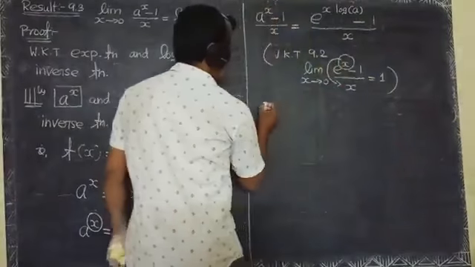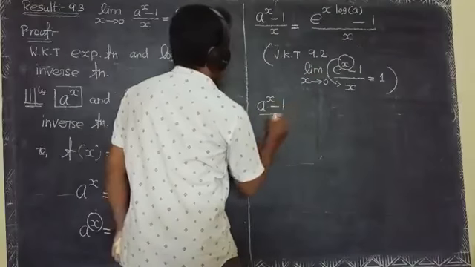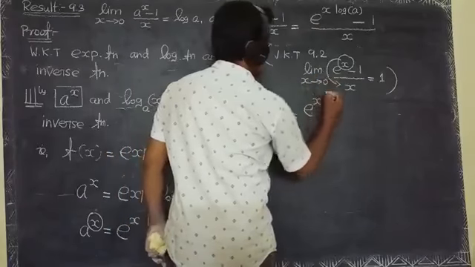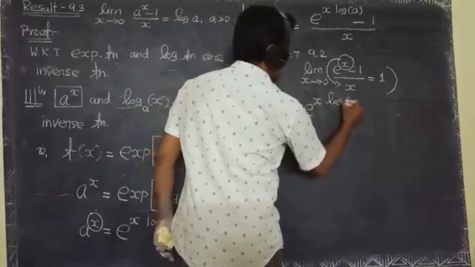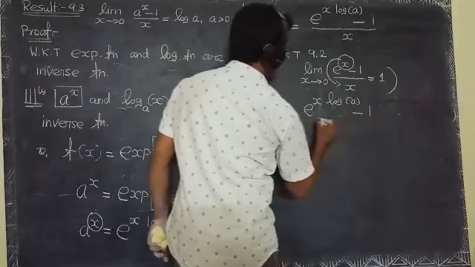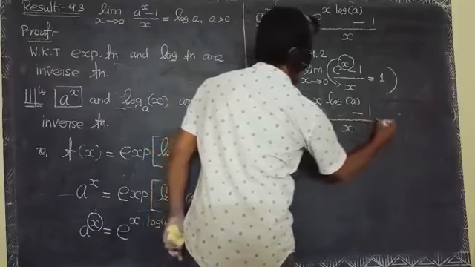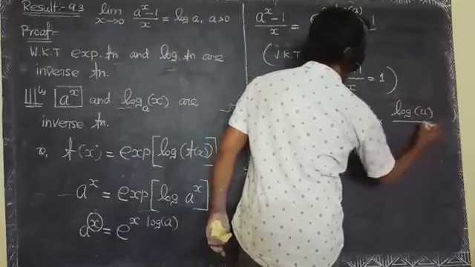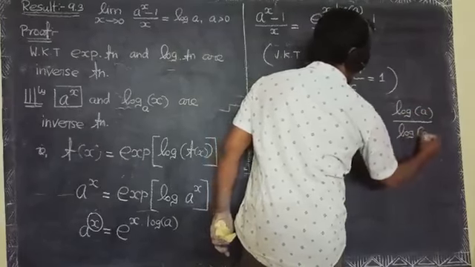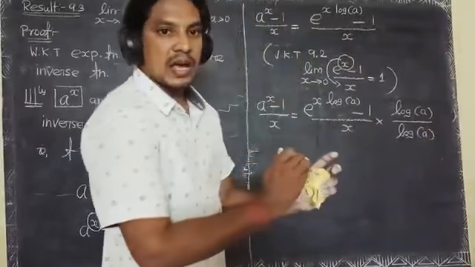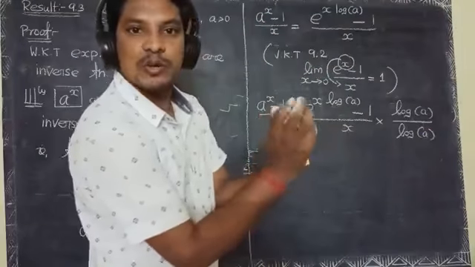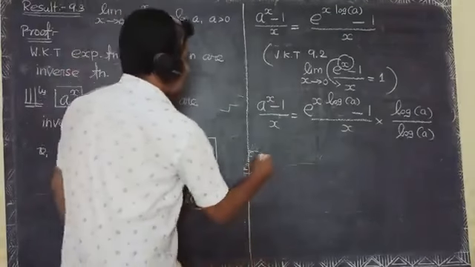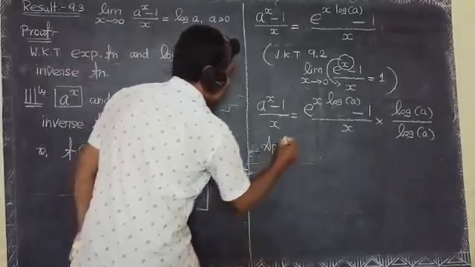Okay, a power x minus 1 divided by x is equal to e power x log a minus 1 divided by x, multiplied and divided by log a. This doesn't change the value, but it changes the format. Apply the limit as x approaches 0.